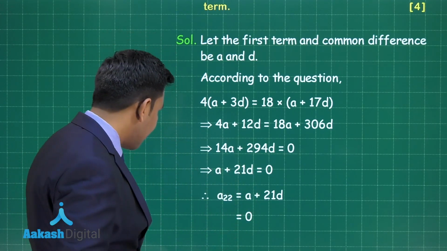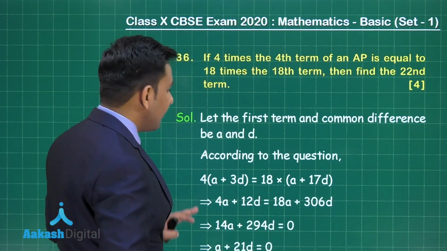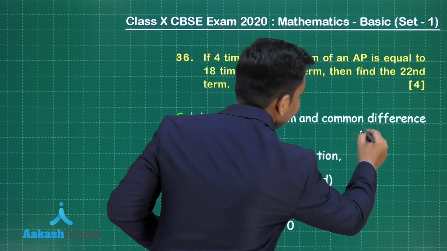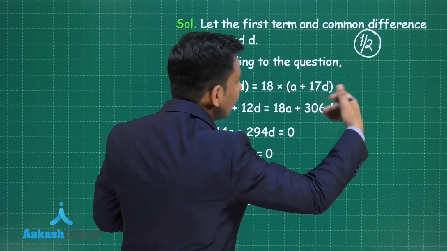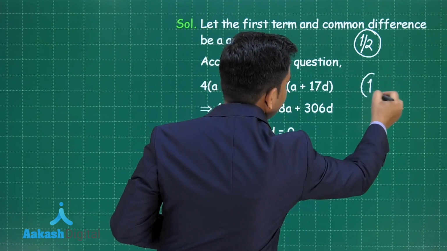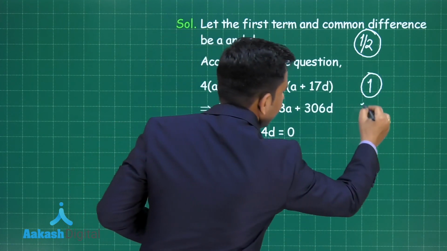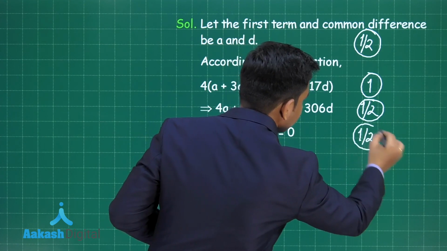Now let's talk about the marking scheme of this question. Friends, when we are assuming the first term and common difference, this will give you half a mark. Clear? When we are representing the given conditions mathematically, this step will give you 1 mark. Clear? Half mark for this calculation step, next half mark for this step.